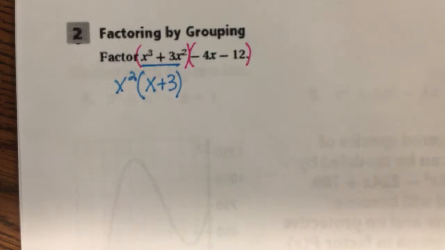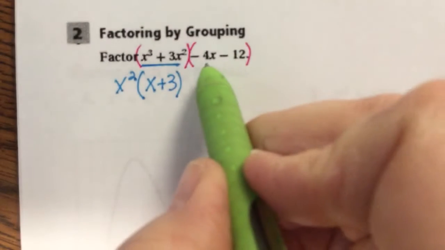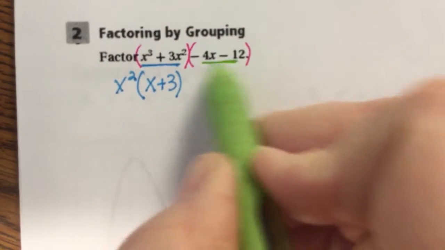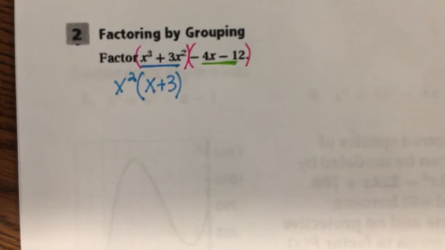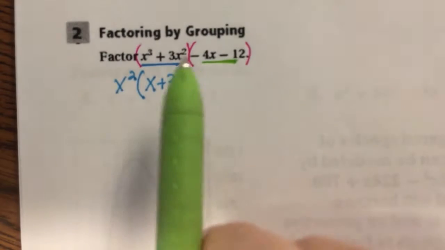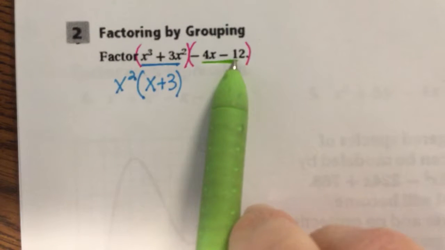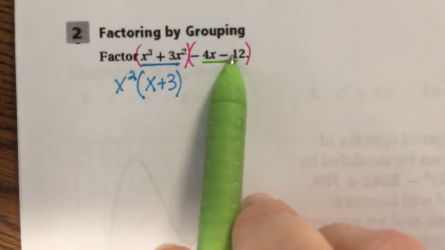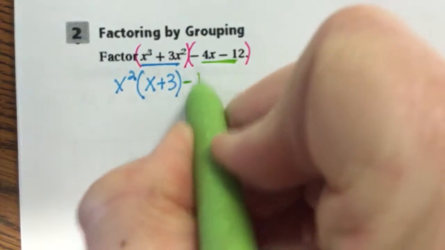Okay? Now, I'm going to use that same property when I look at this second one. What's common in both of those terms? Well, 4 is a factor of 12, and they both have negatives, so I can pull out a negative 4.